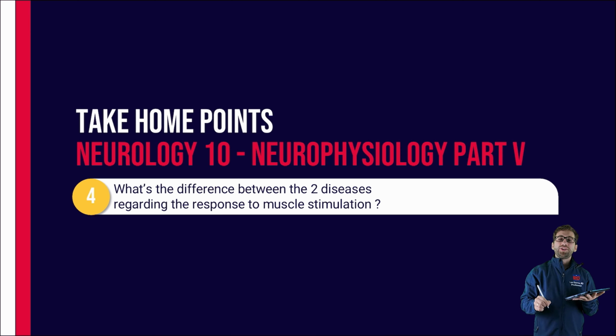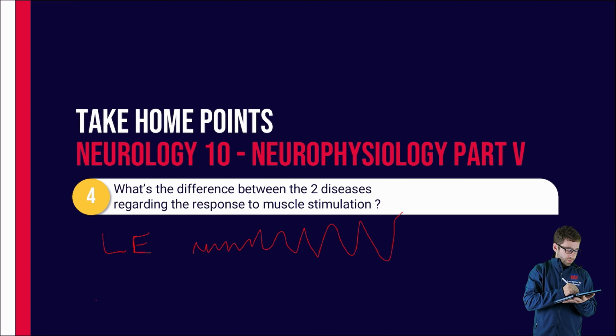Moving forward, what's the difference between Lambert-Eaton syndrome and myasthenia gravis regarding the response to muscle stimulation? That's a good one. In Lambert-Eaton syndrome, muscle strength typically improves with repeated stimulation due to the facilitation of the acetylcholine release. It will start like this and then it will improve. Okay? In contrast, myasthenia gravis exhibits a decremental response where muscle strength decreases with repeated stimulation due to the progressive depletion of functional acetylcholine receptors. It will go like this.